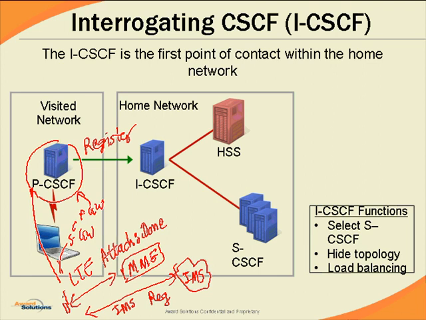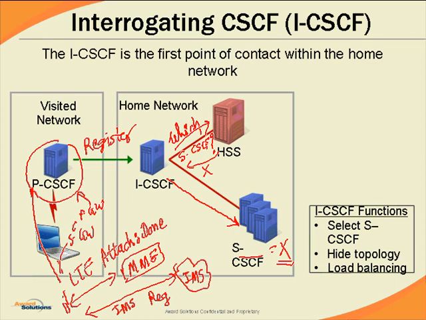Now the proxy will forward that register message to the interrogating CSCF. Now the interrogating CSCF will interrogate the HSS: which serving CSCF should I contact for that UE? So HSS says, okay, the one that has IP address X. So now the interrogating CSCF will contact the serving CSCF that has IP address X. So this is one possible implementation.